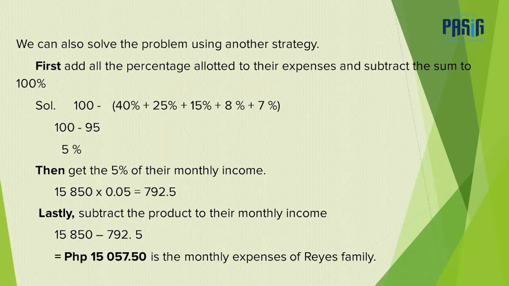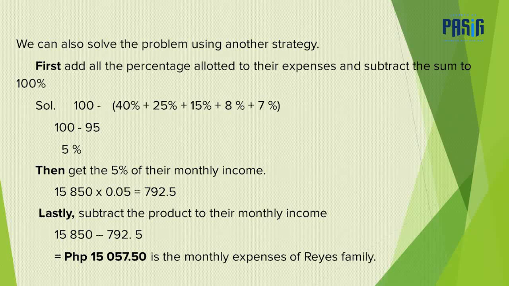First, add all the percentages allotted to their expenses and subtract the sum from 100%. Here's how. 100 minus the quantity of 40% plus 25% plus 15% plus 8% plus 7%. So 100 minus, the answer there is 95. So 100 minus 95 is equal to 5%. After that, get the 5% of their monthly income.